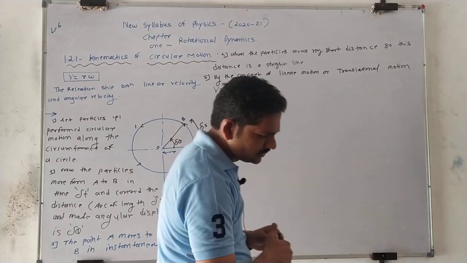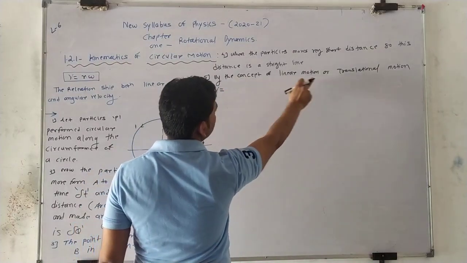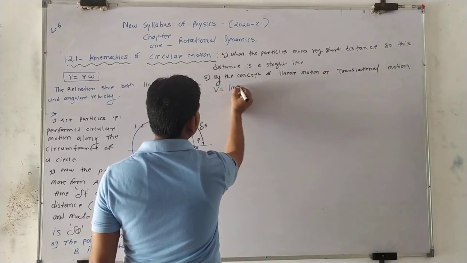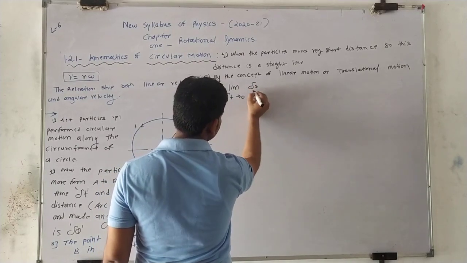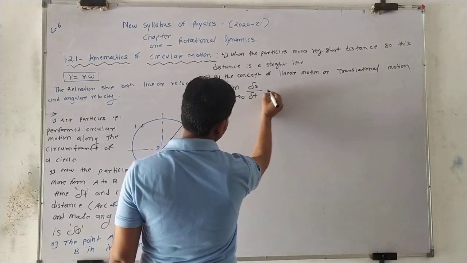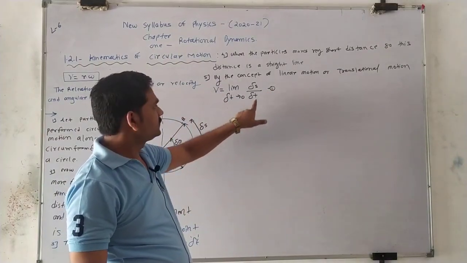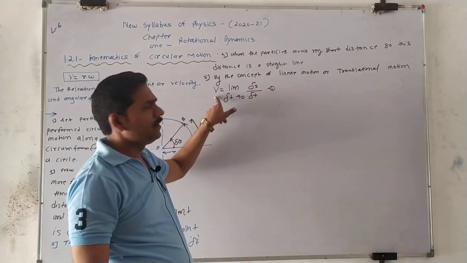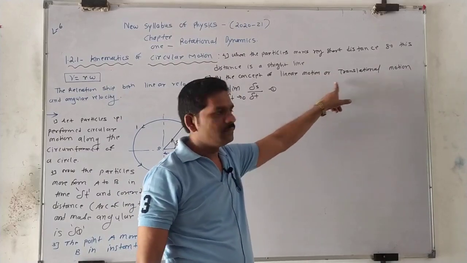Okay, so see, boys, here. We know the concept of linear motion or translational motion. What do we consider? V equals limit delta t tends to 0 of del S upon del t. This is equation number 1. Why do we consider this? Because the rate of change of displacement with respect to time is called velocity. This comes from linear or translational motion.